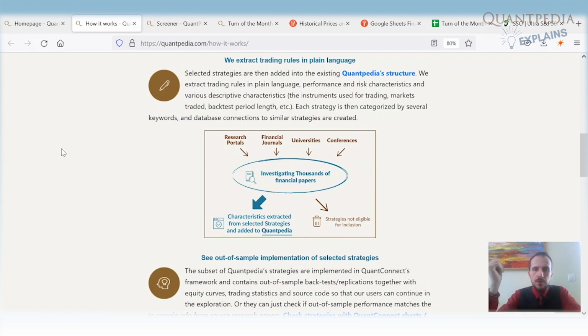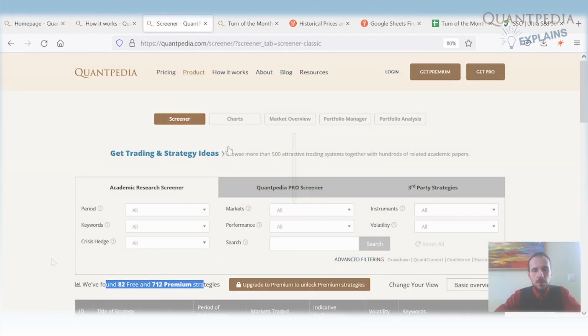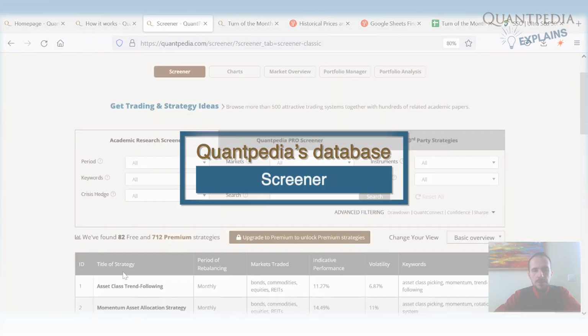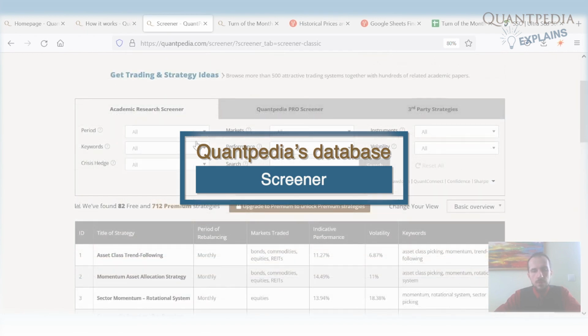Once we identify an interesting trading strategy or interesting paper, we extract characteristics from the paper: trading rules in plain language, the performance and risk characteristics, distribution characteristics. So what are the instruments used for trading in the research paper, which markets are traded, what is the backtest period, etc., etc. And then we categorize each strategy by several keywords. The result of all of this work is our database. Our database consists of nearly 800 strategies. You can easily screen through all of the database and look for ideas for new trading strategies.